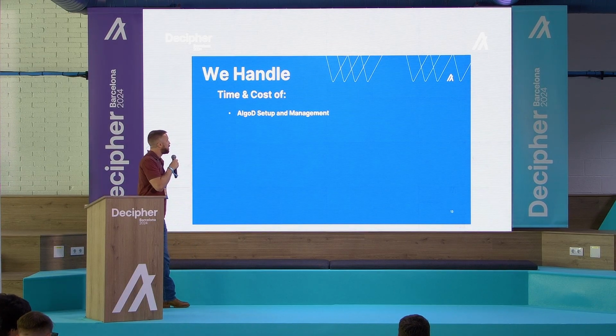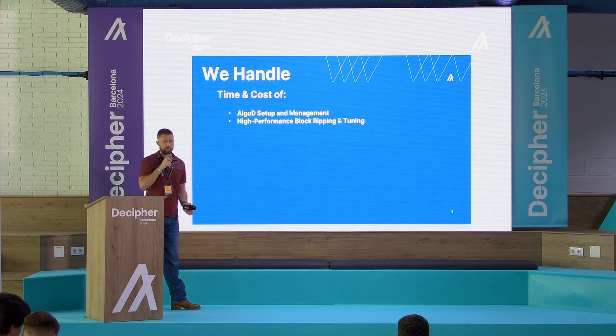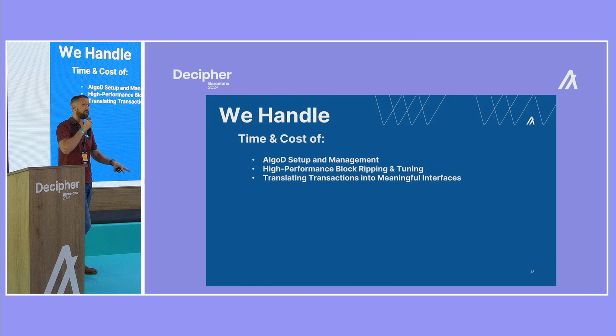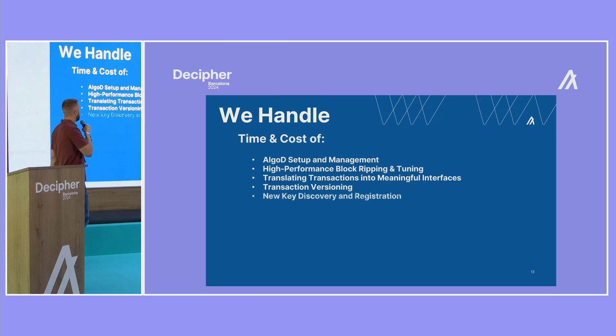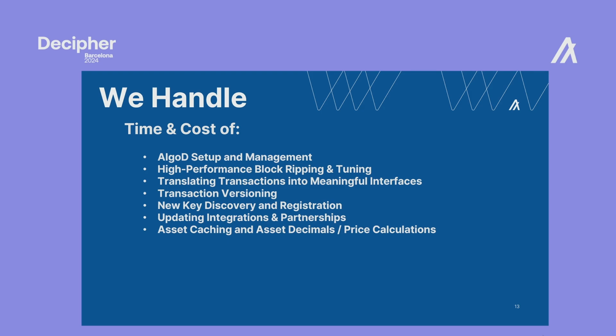Not only that, but we also handle the time and cost of Algod setup and management. We handle the high-performance block ripping and tuning necessary to handle this number of events. We handle translating transactions into meaningful interfaces, kind of solving a key user experience problem with just getting started with Algorand events. We handle transaction versioning and namespacing. We handle new key discovery and registration, so when things like new governance accounts and pools pop up, we'll take care of that. We also handle updating integrations and partnerships. So again, we're starting to bring on other groups like FIFA Collect, for example. We take care of all that behind the scenes. We handle the asset caching and the asset decimals and the price calculations, all the stuff that I mentioned before that, if you're trying to do this on your own, is a lot more challenging.